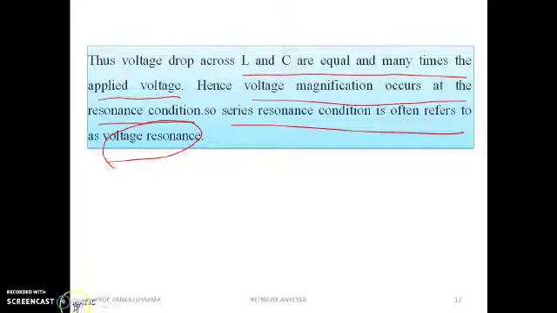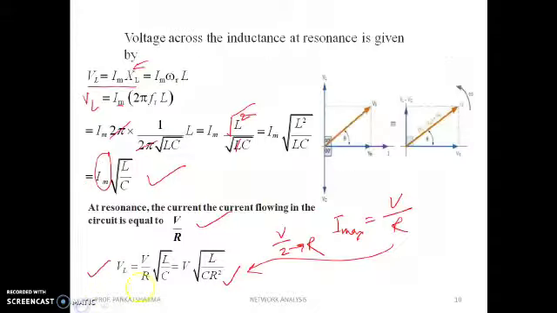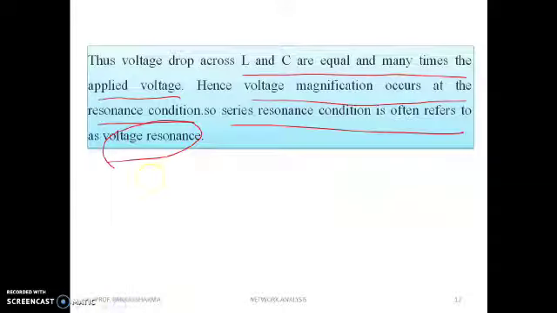See this, we have seen the voltage magnification. This is your VC, this is the term across the capacitor. Let us see across the inductor. This is across the inductor. Similar, but it is manifold as compared to your voltage. So this is what is written here: voltage resonance. Voltage magnification occurs at the resonance condition. This should be noted very clearly and understood.